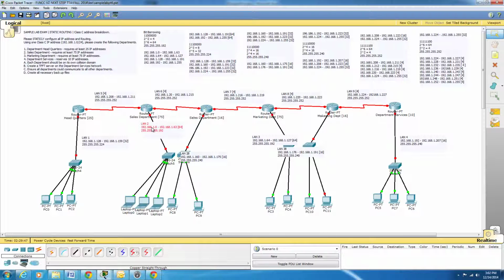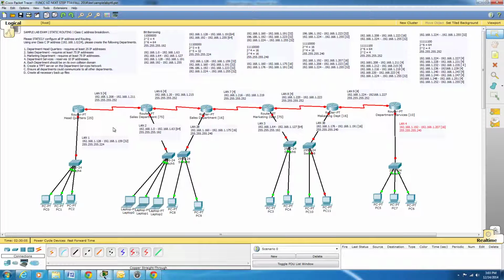This is LAN 2. This entire LAN down here is LAN 2. This entire LAN here is LAN 2B. This is LAN 3 here. And this LAN over here is LAN 3B. And this is LAN 4. And of course this is LAN 1.